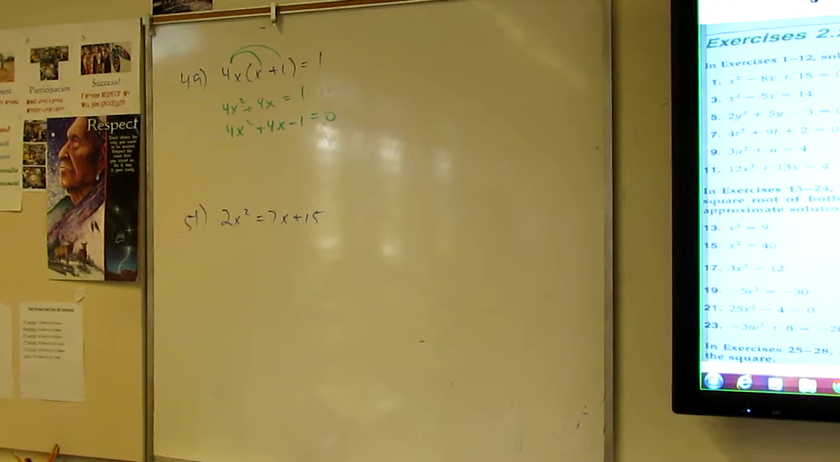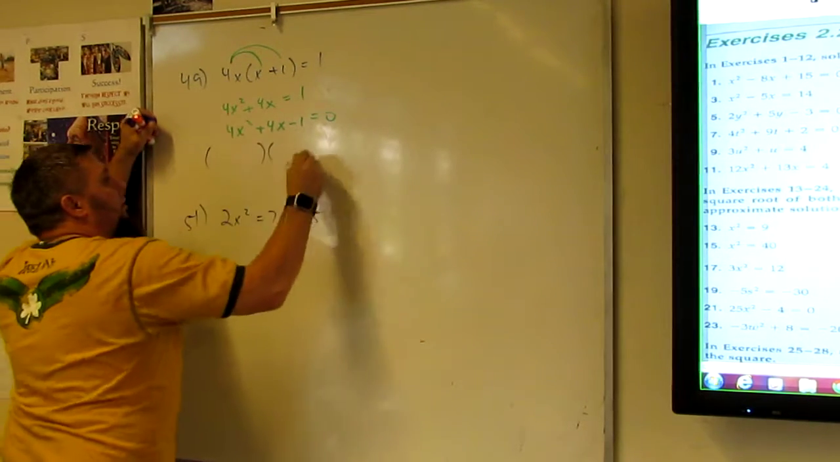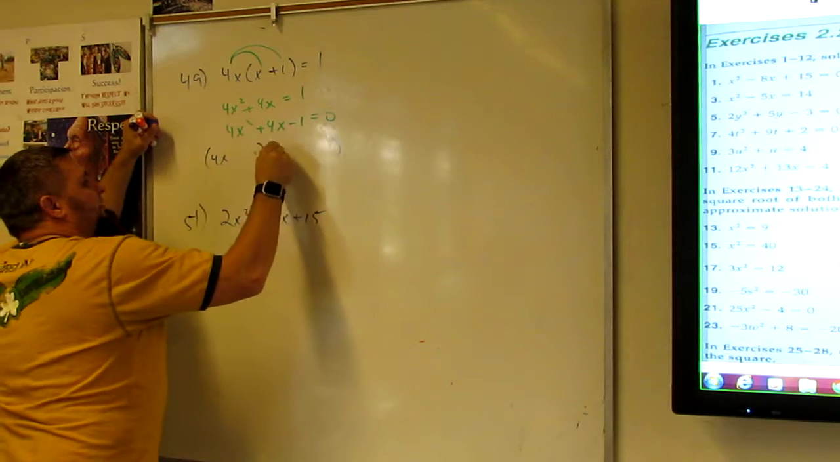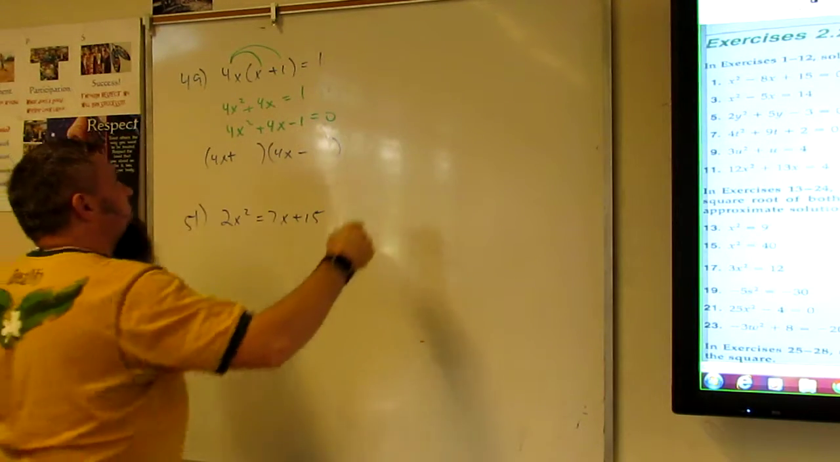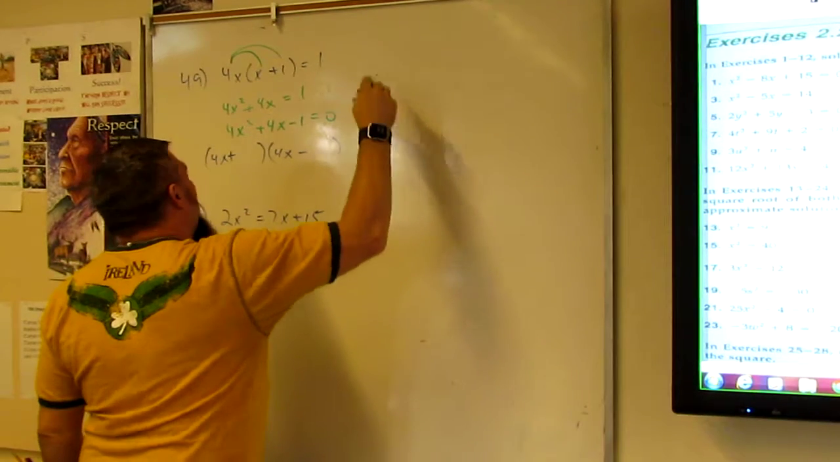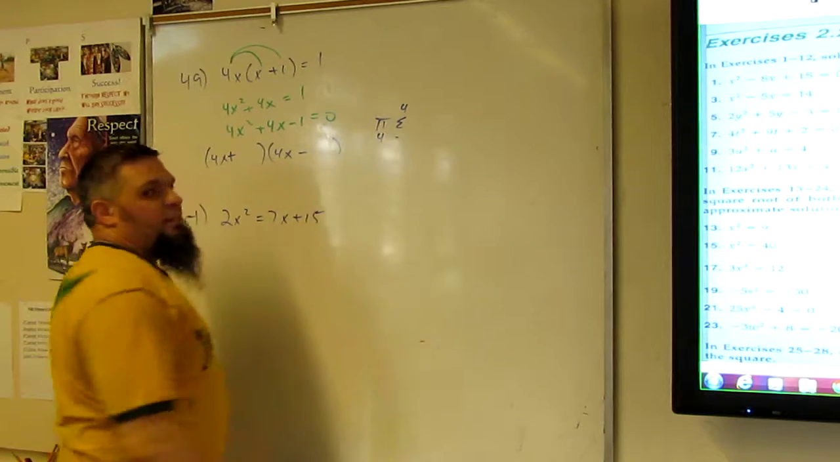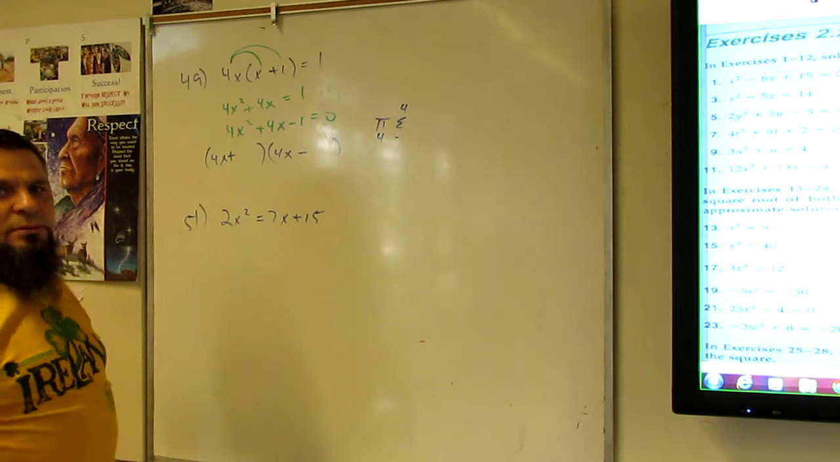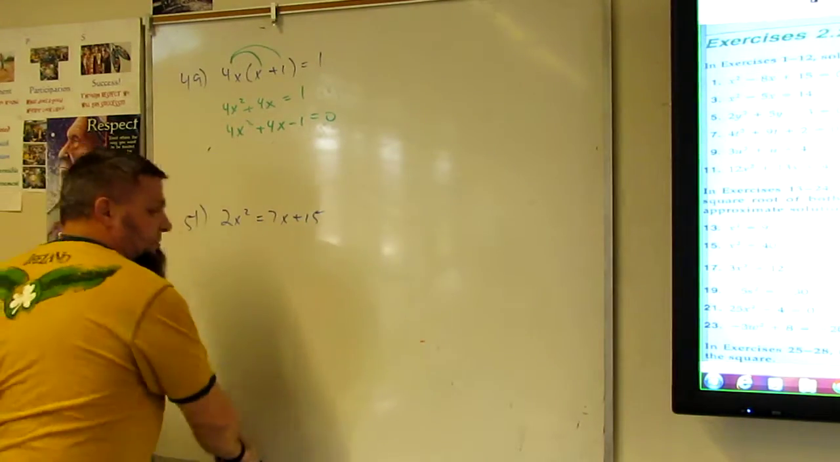Which one do you want to do? Factor it? Alright, might not be factorable, but we'll do it. 4x and 4x, plus and minus, and 2 things that multiply to be 4 but subtract to be 4. Is that possible? No. So factoring isn't going to work.